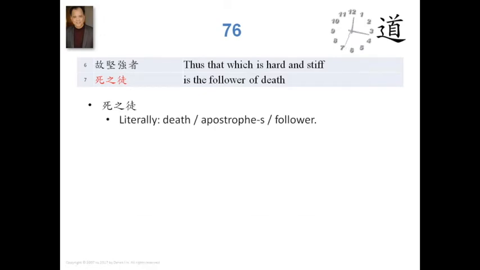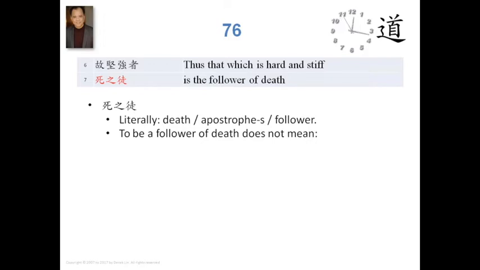So the three characters: the first one means death. The second one, same as before, is the apostrophe S. And then the last character there, that's a follower, an apprentice, or a disciple. It could be any one of the above. So here I've picked follower.